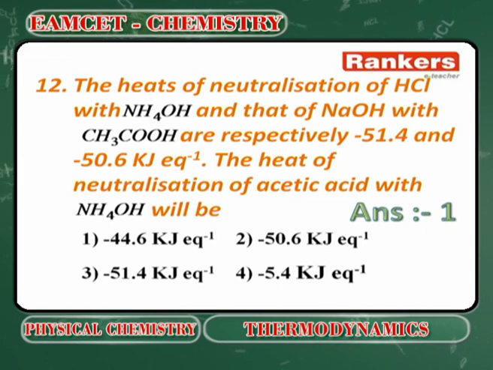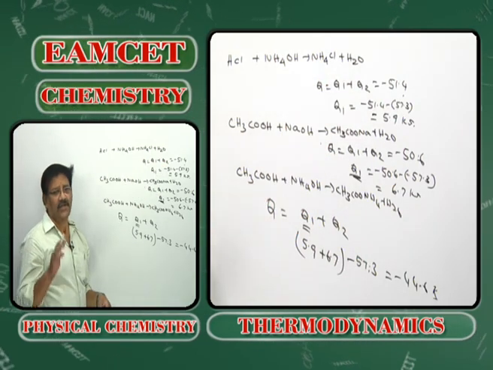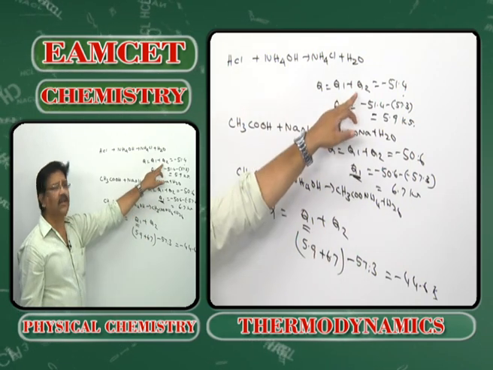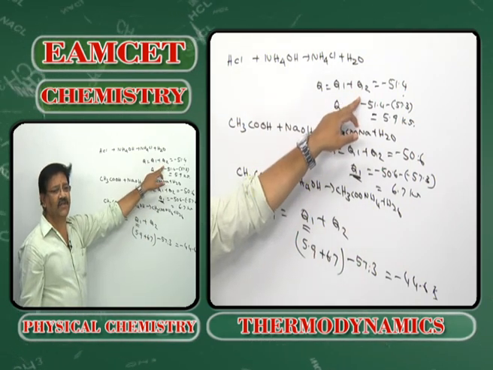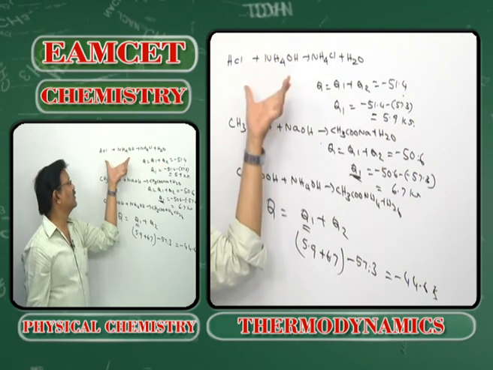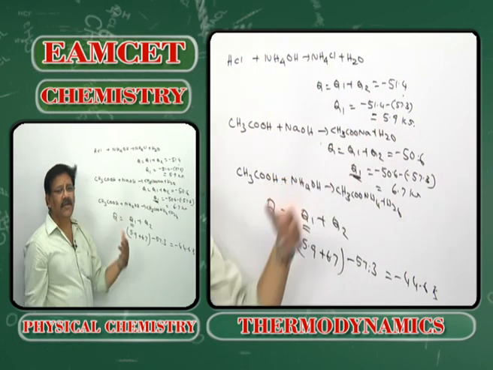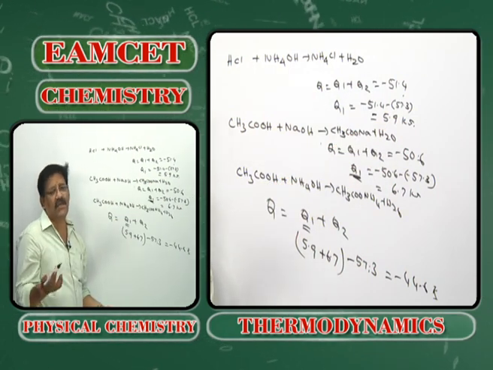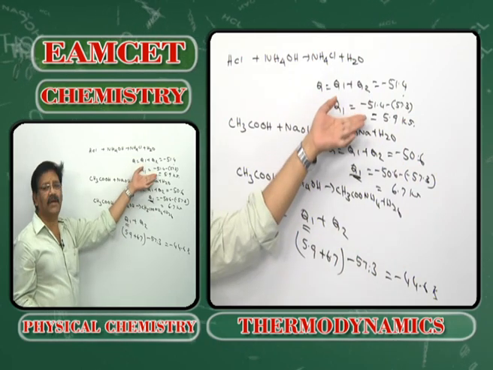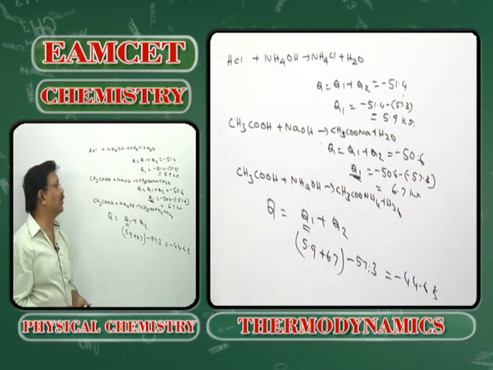So this is a very important concept. The problem appears to be lengthy, but certainly it is not lengthy. Here heat of neutralization is always equal to Q1 plus Q2. What does Q2 stand for? Heat of formation of the water. Its value is always fixed. So if the heat of neutralization is less than 57.3, the difference in the heat evolved is nothing but the heat of ionization of the weak component.